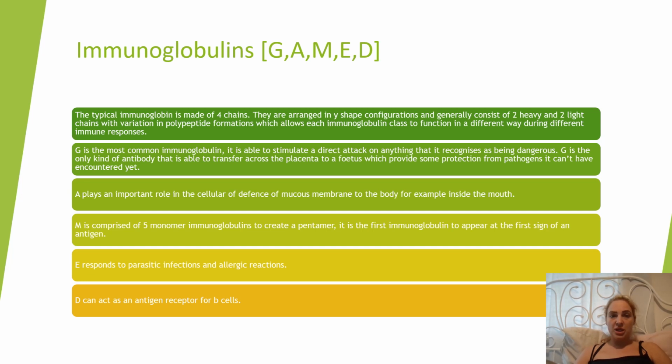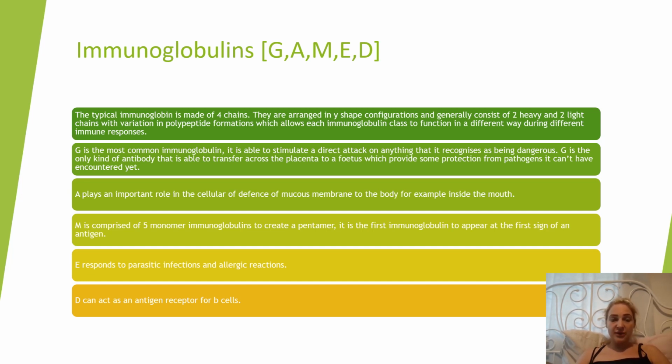G is the most common immunoglobulin. It is able to stimulate a direct attack on anything that it recognises to be dangerous. G is the only kind of antibody that is able to transfer across the placenta to the fetus, which provides some form of protection from pathogens it can't have encountered yet. A plays an important role in the cellular defense of mucous membranes in the body, for example, inside the mouth.